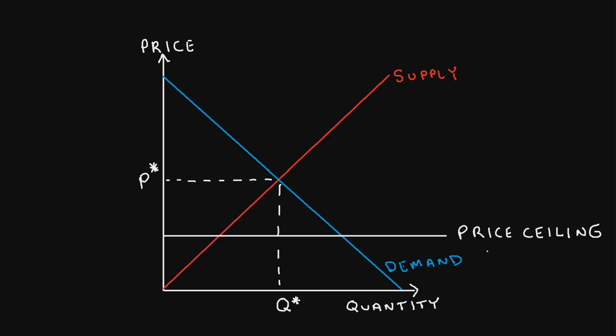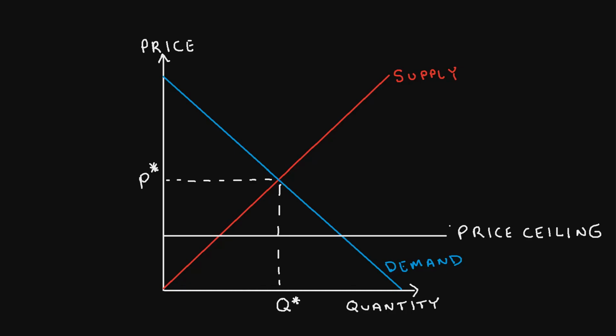Now, the opposite of a price floor is a price ceiling. This is a maximum price set by the government for some good or service. And in order for it to be effective, or as economists call it, binding, it must be set below the equilibrium price. So notice the price ceiling is all the way down here. It's below the equilibrium price that would have occurred in a free market.